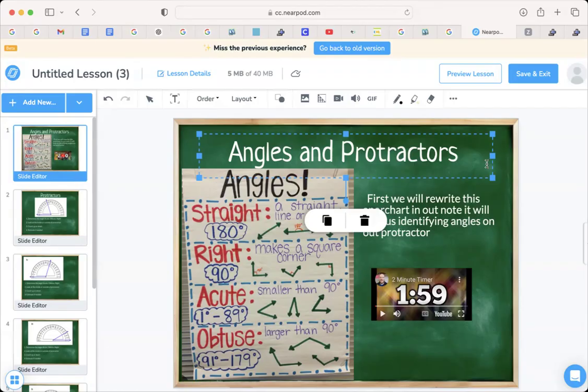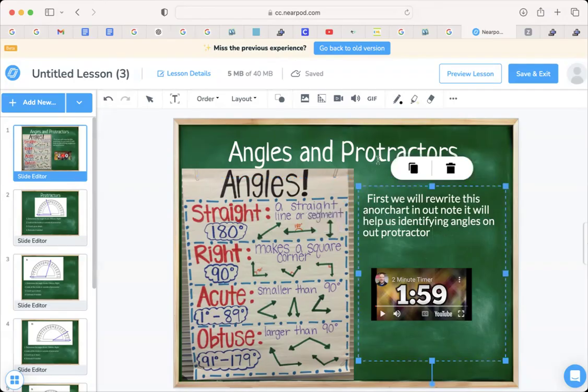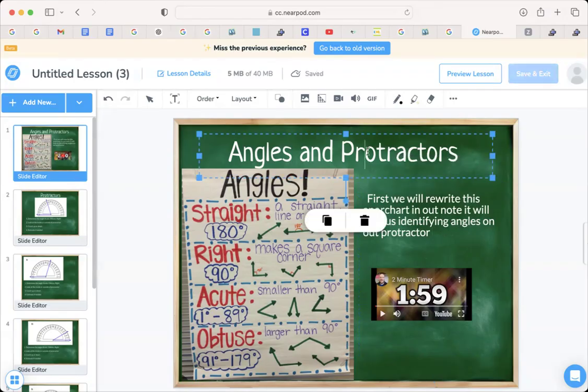Clear? All right. So the first thing we're going to do is open up to a first page, which you should already be at. And we are going to write this title right here: Angles and protractors. You have 30 seconds.